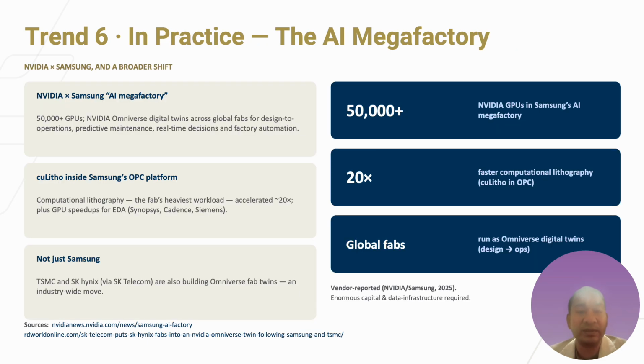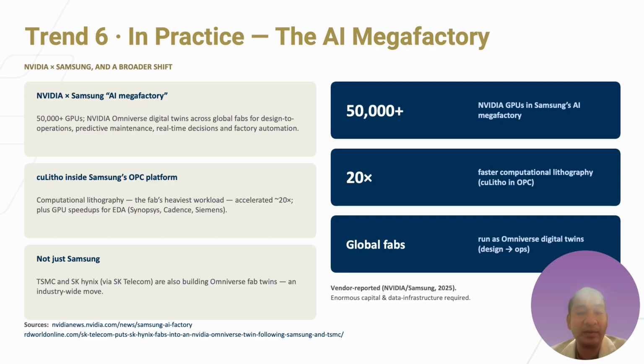Here is a concrete version. NVIDIA and Samsung announced what they call an AI mega factory, tens of thousands of GPUs with digital twins spanning Samsung's fab to speed up everything from design to daily operations. A specific checkable case: putting cuLitho inside Samsung's max computation flow sped it up about 20 times.